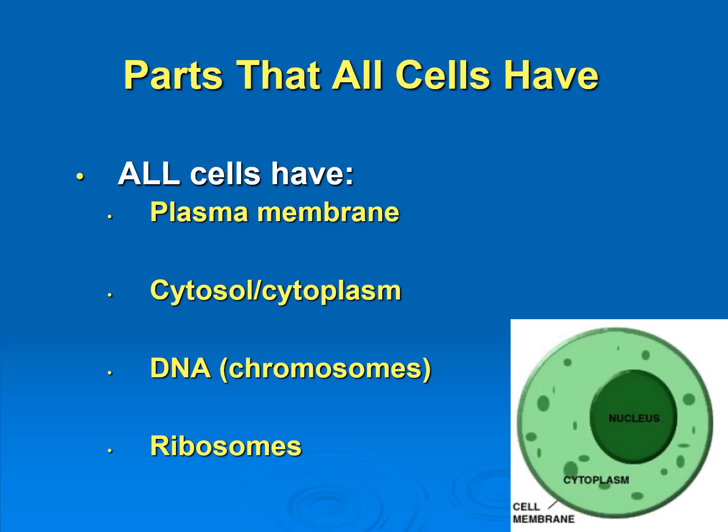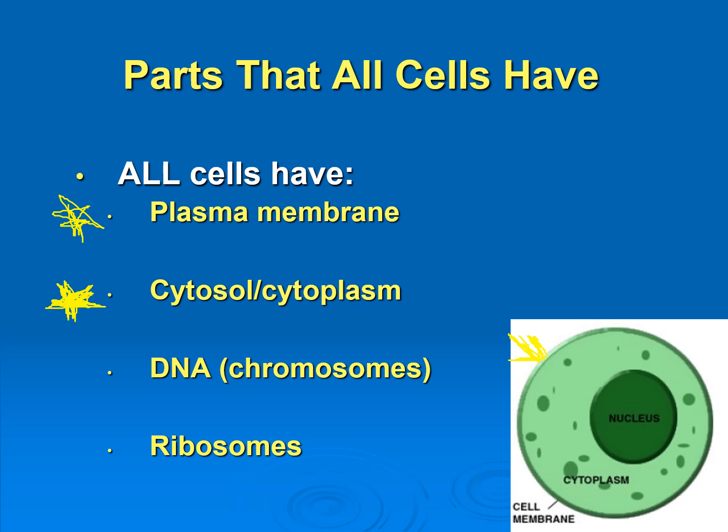Okay, I also would know this for the exam. So all cells have four things in common. So all cells have a plasma membrane, and that's just the outer covering that surrounds the cell. We'll take a look at that in more detail. And that's going to control what goes in and out of the cell. And then all cells have cytosol or cytoplasm. A lot of times we just use those terms interchangeably, but it's just talking about the fluid-like substance that's inside the cell.